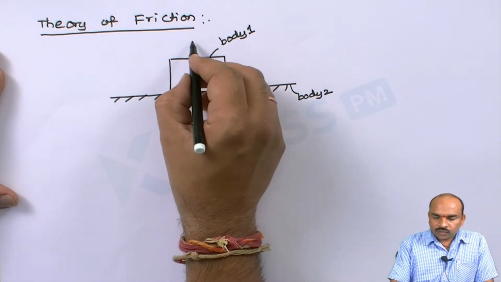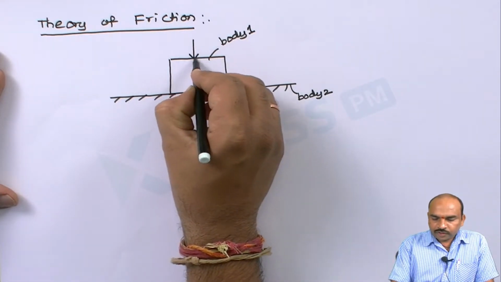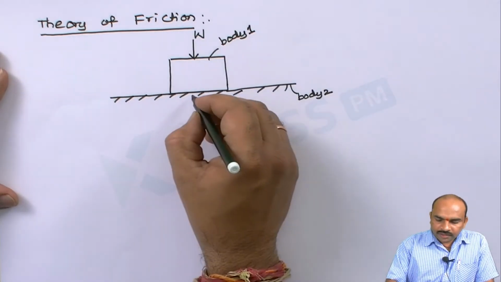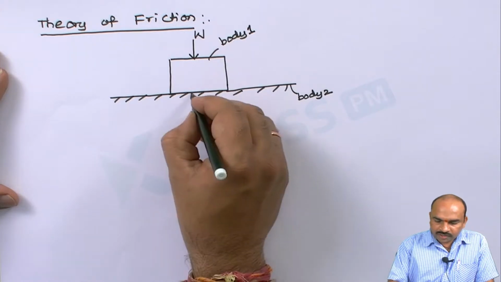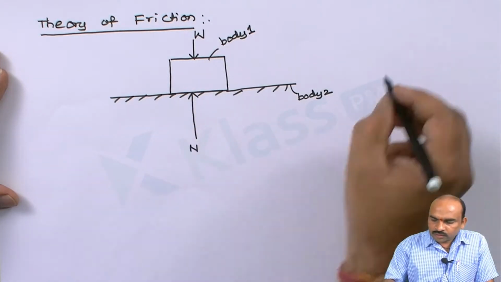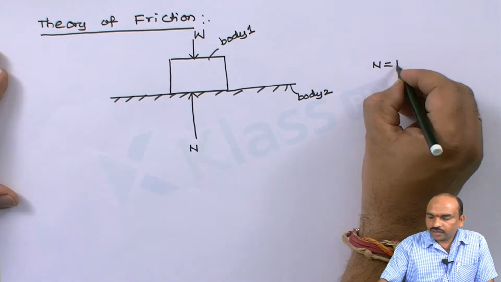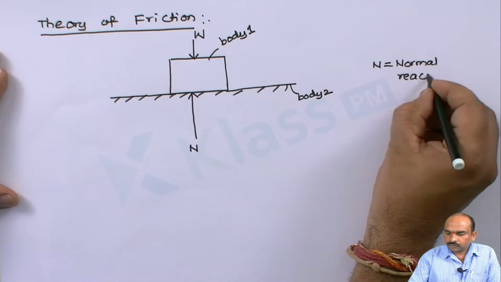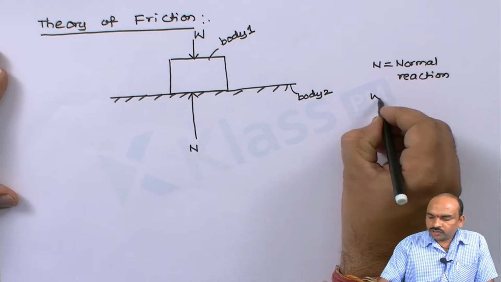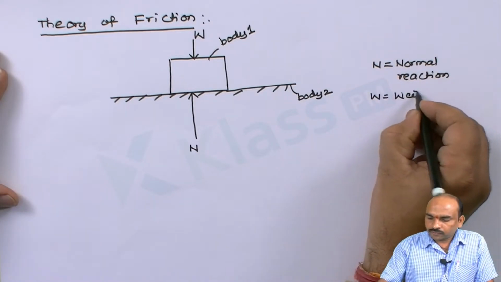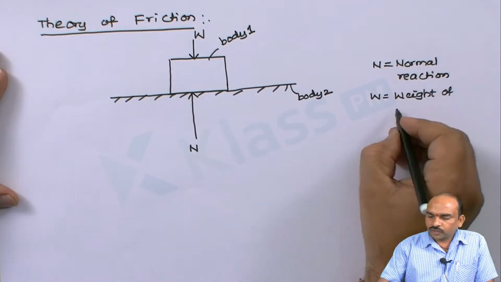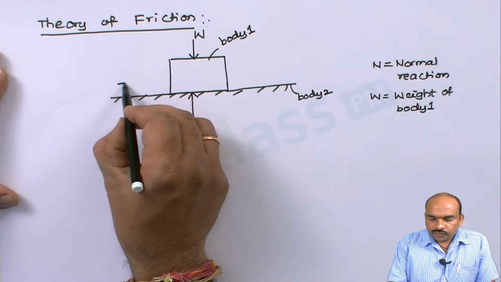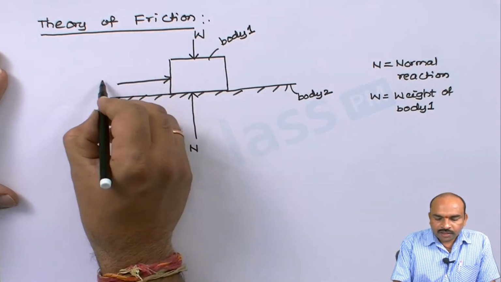Now, as we know, the weight of the body will be acting vertically downward. Then there is a normal reaction upward. So what is N? N I'll write here. N is the normal reaction. W is the weight of the body 1. Now let us say a force P is applied on the body 1.